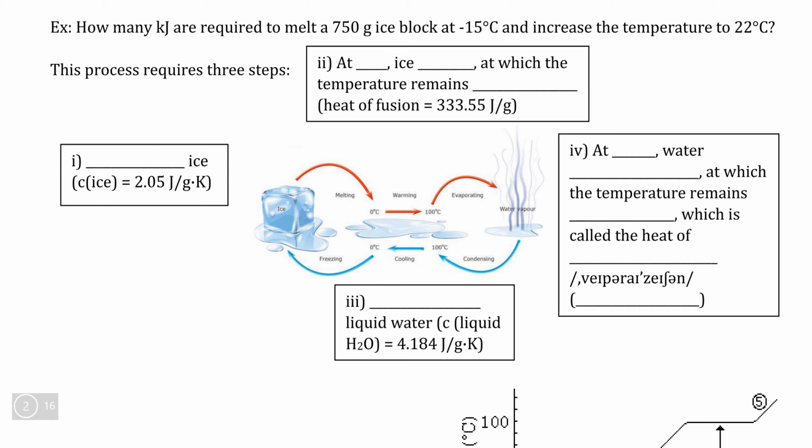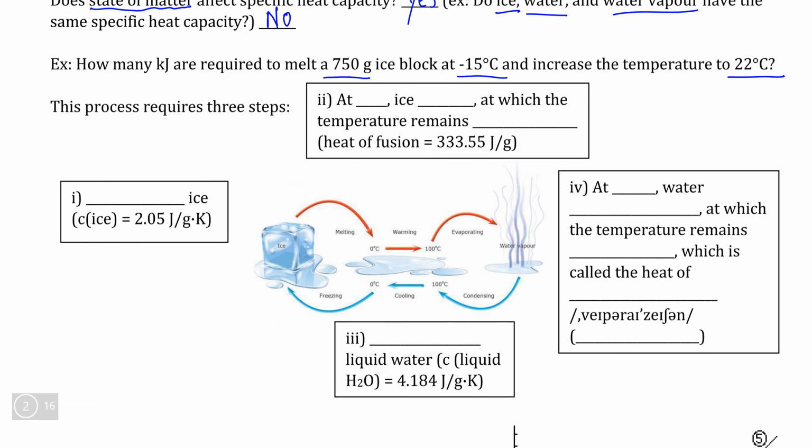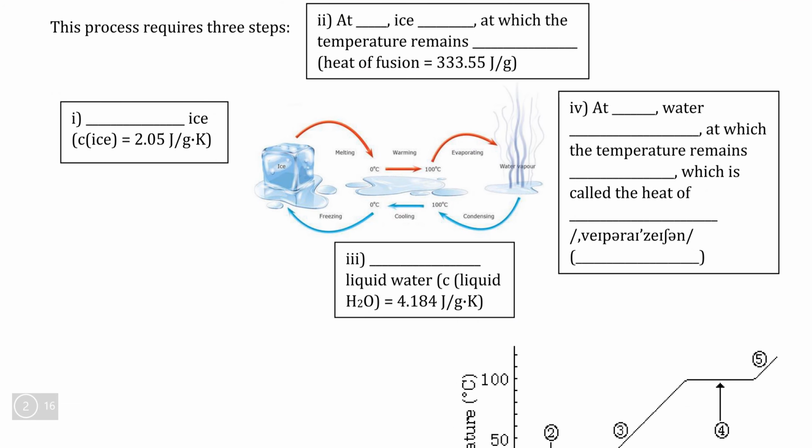So in this situation, we're taking a 750 gram block of ice that begins at negative 15 degrees Celsius, and we want to increase this temperature up to 22 degrees Celsius. But as we'll see, there are actually three separate calculations that we need to do, all because the state of matter matters. See what I did there? So, if we consider this process here, we can break this into three separate steps. The first is the heating of ice, and we can solve this now.